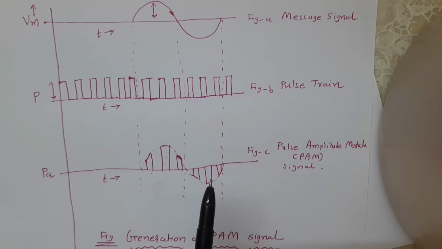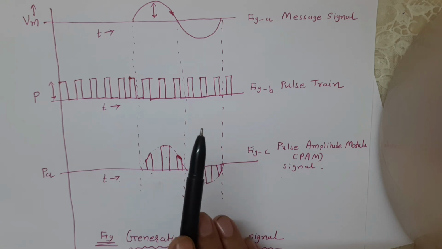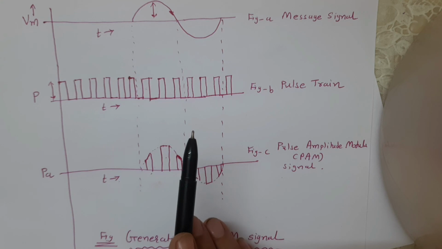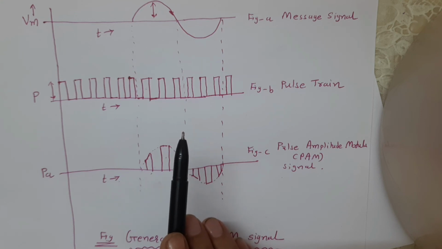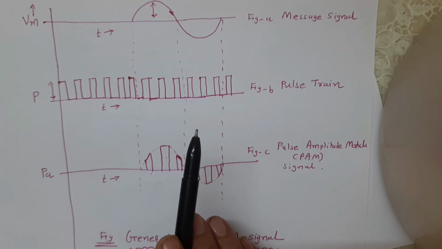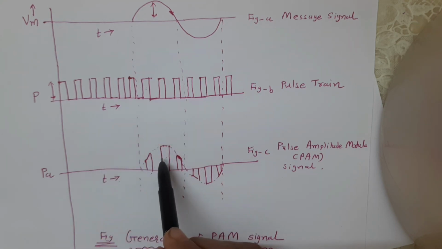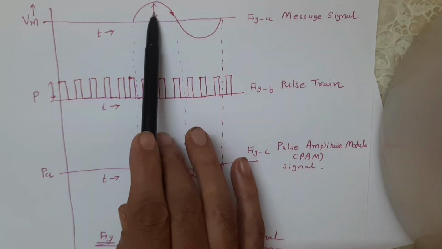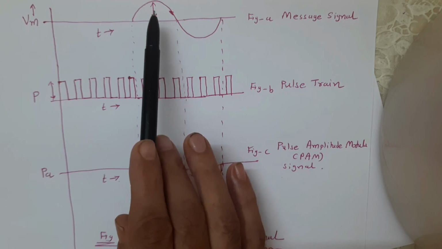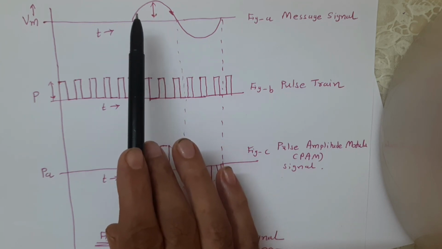This figure shows the message, pulse train and the PAM signal. The amplitude of the PAM, that means pulse amplitude modulated signal, follows the message signal, a contour, and hence its name.